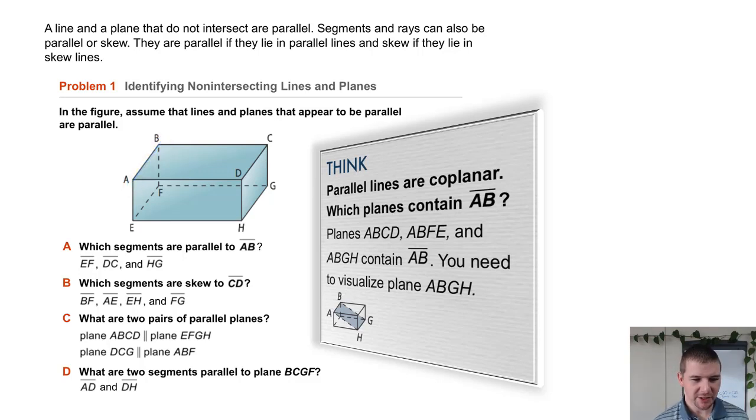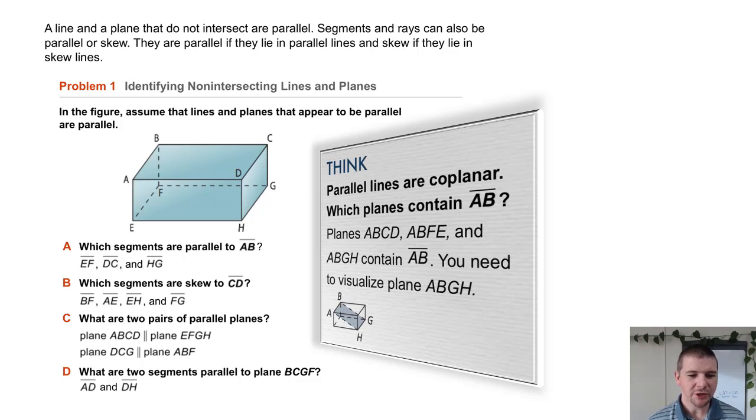B, which segments are skew to segment CD? So remember our definition of skew, and we find that segment BF is skew, AE, EH, and finally segment FG, all skew to segment CD.